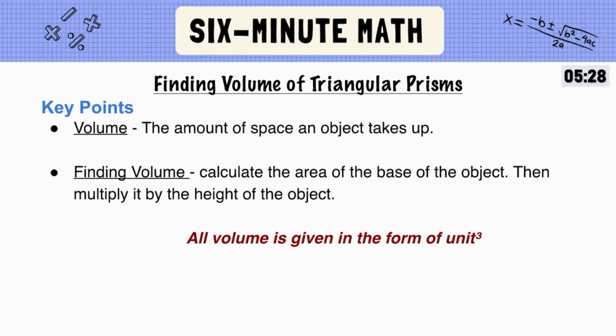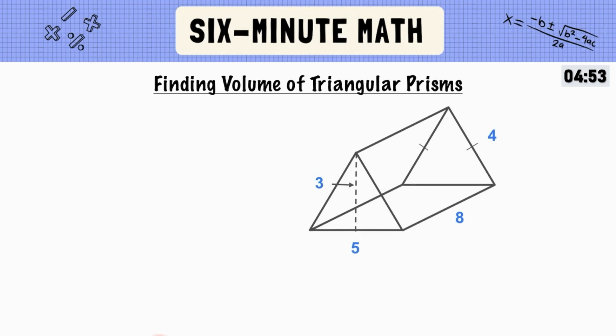So here we go. Our key points today are to understand that volume is the amount of space an object takes up. To find the volume of a prism, specifically triangular, we are going to calculate the area of the base of that object and then multiply it by the height. All volume is given in units cubed, as it is a concept that takes up three-dimensional space, meaning that we need to cube that final unit. So let's check out some examples.